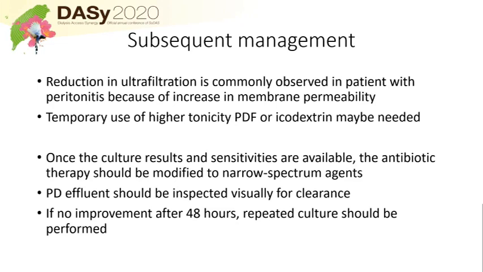After we start the empirical antibiotics, we have to monitor the patient's ultrafiltration. This is because reduction in ultrafiltration is commonly observed in patients with peritonitis due to the increase in membrane permeability during the peritonitis. In such cases, temporary use of higher tonicity PD fluid or icodextrin may be needed.